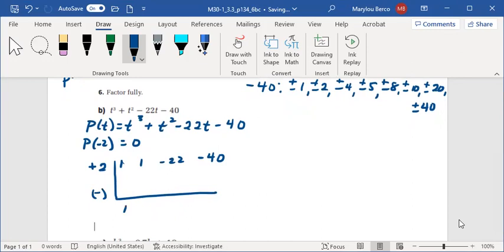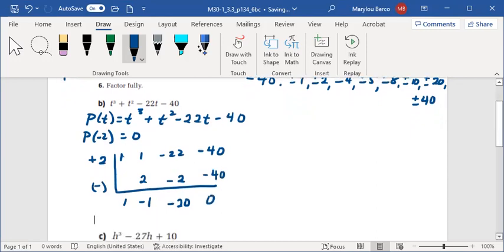1 times 2 is 2. 1 minus 2 is negative 1. Negative 1 times 2 is negative 2. Negative 22 plus 2 is negative 20, and negative 20 times 2 is negative 40. And that gives us a remainder of 0.